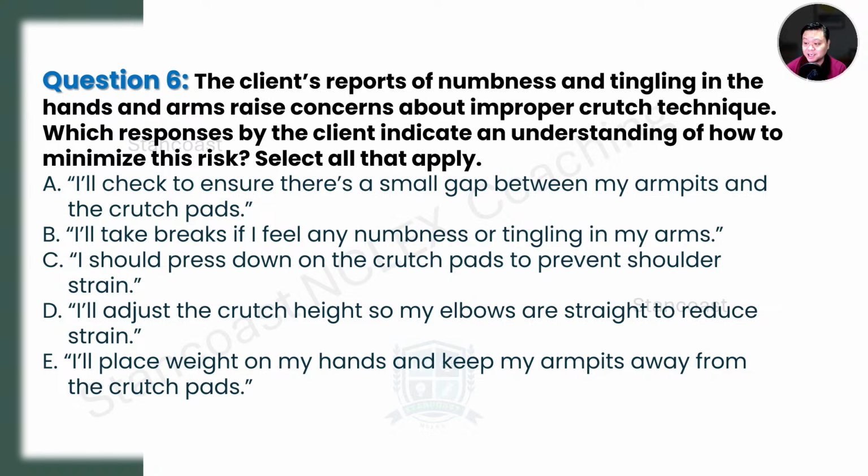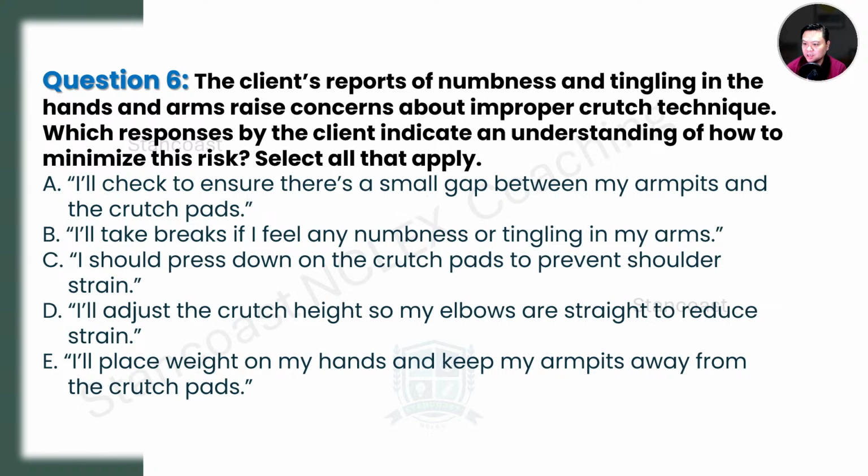And B, I'll take breaks if I feel any numbness or tingling in my arms. C, I should press down on the crutch pads to prevent shoulder strain. And D, I'll adjust the crutch height so my elbows are straight to reduce strain. And E, I'll place weight on my hands and keep my armpits away from the crutch pads.